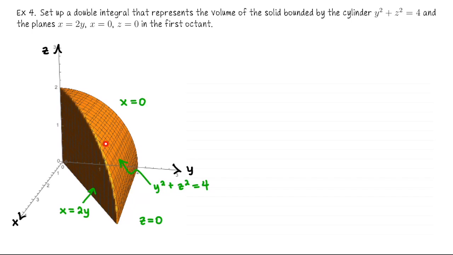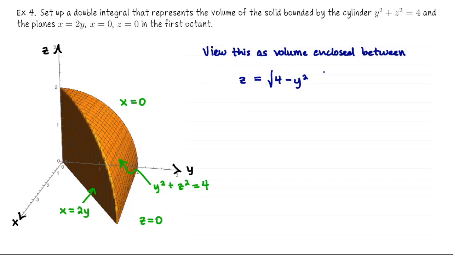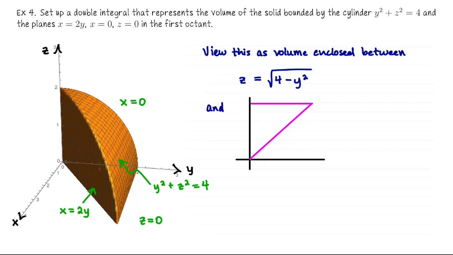To compute this volume, what we're going to do is reinterpret this volume as enclosed between the graph of a surface and a region over the xy plane. So in particular, we're going to view this as volume enclosed between the graph of the function z equals the square root of 4 minus y squared and the region in the xy plane that's going to look like this triangular shape.